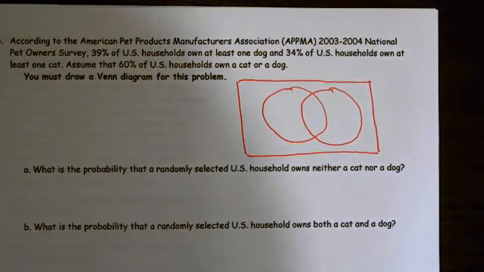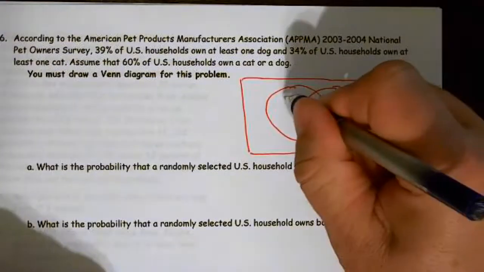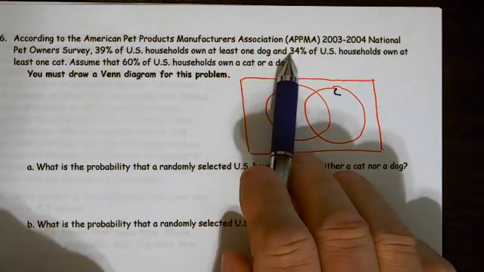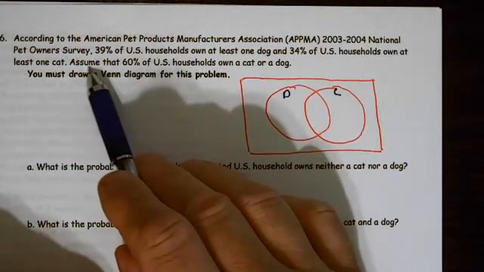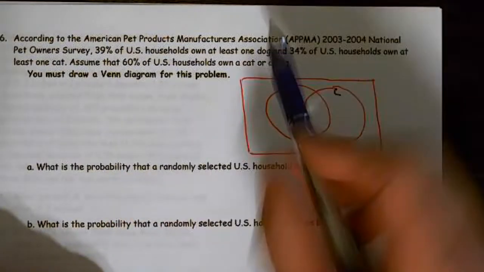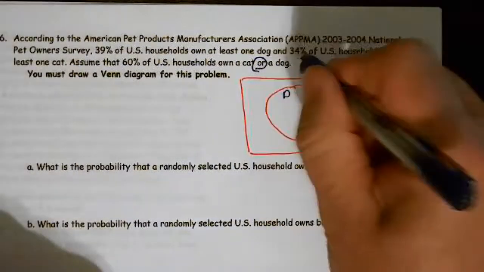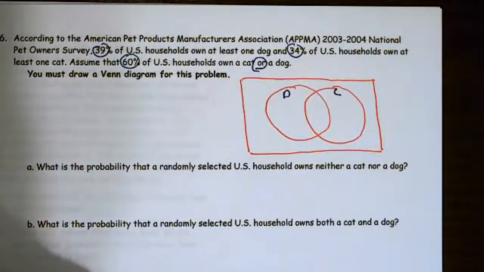According to the American Pet Manufacturers Association, 39% of households own at least one dog and 34% of US households own at least one cat. All right, so I'm going to call this my dog. This is my cat. And 34% of the US households own at least one cat. Assume 60% own a cat or a dog. All right, once again, there's that word "or." And because it has the word "or," probably looking at the general addition rule.